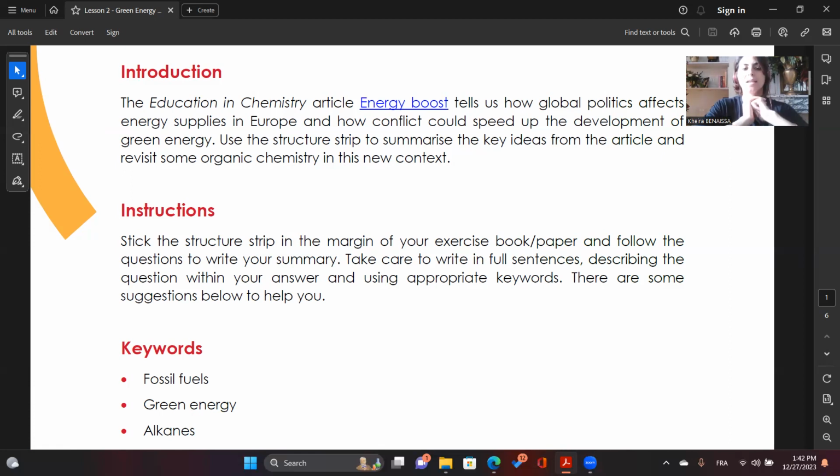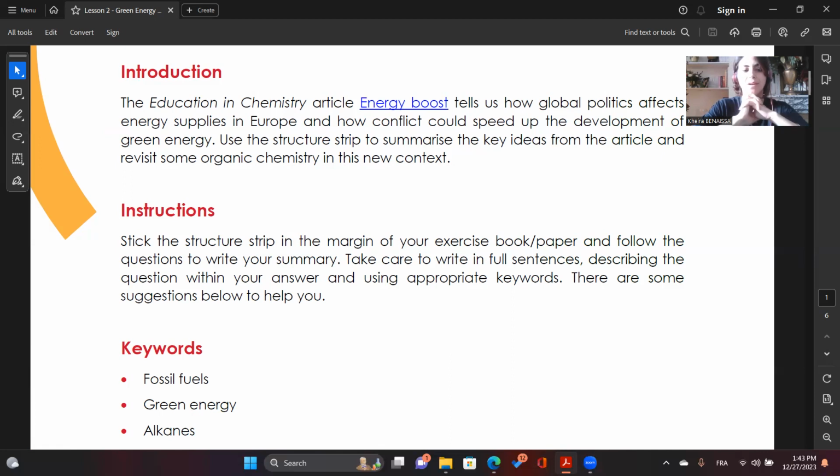Instructions. Stick the structure strip in the margin of your exercise book paper and follow the questions to write your summary. Take care to write in full sentences, rephrasing the question within your answer and using appropriate keywords. There are some suggestions below to help you.